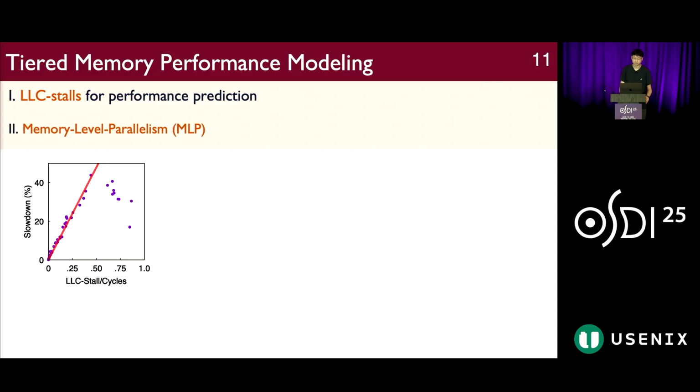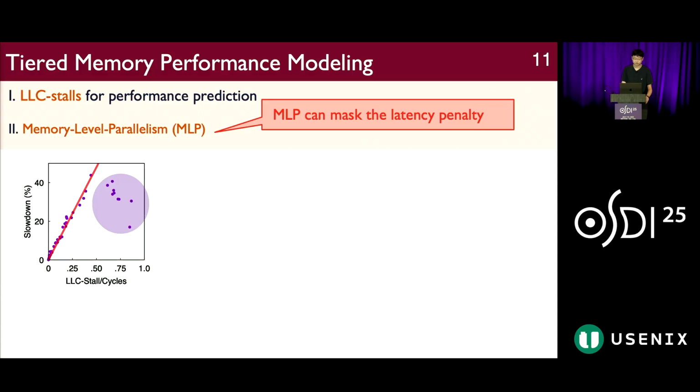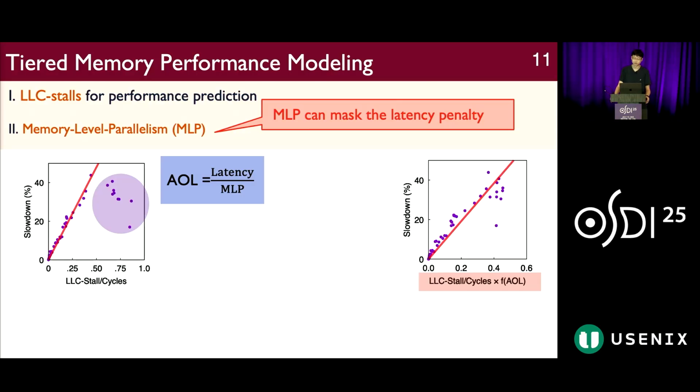In the CPU pipeline, memory operations are sometimes executed in parallel. We call it memory level parallelism, or MLP. The overlapping effect of those parallel memory accesses can mask latency dependency. This is why the outliers do not show high slowdown, even though they experience high L3 stall cycles. We can define AOL as the latency divided by MLP. After applying AOL to stall cycles, we can see all the workloads, including the outliers, fall into a strong positive relationship.